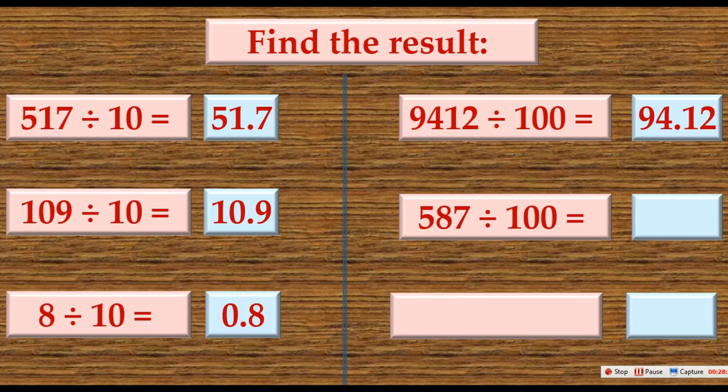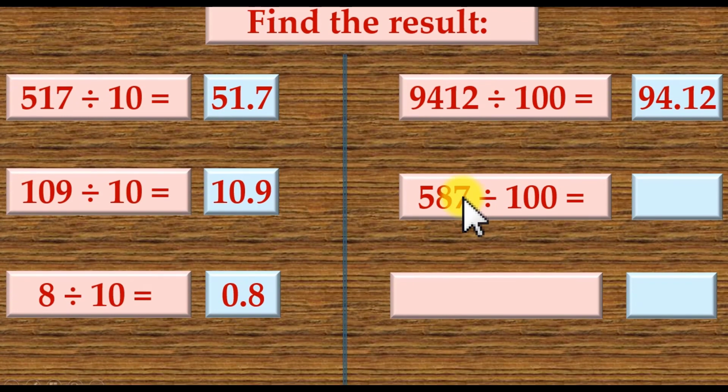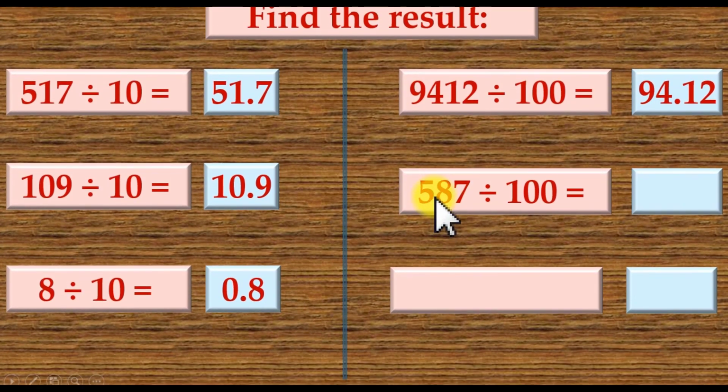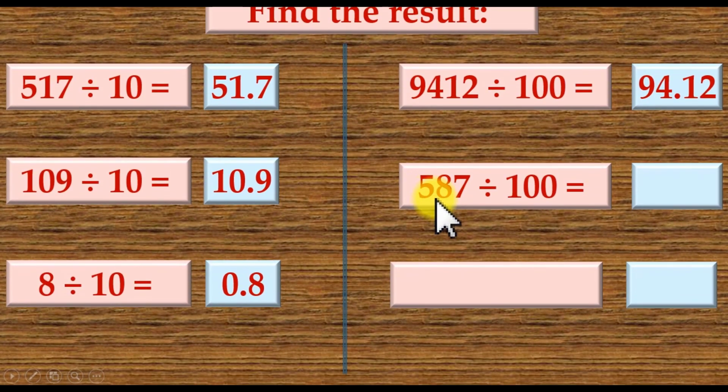587 divided by 100. Put the decimal point after 2 digits. 7 is the first digit, 8 is the second digit, so put the decimal point here. 5 and 87 hundredths.